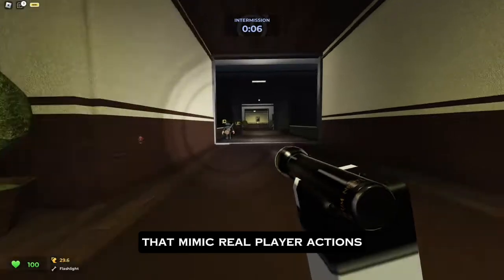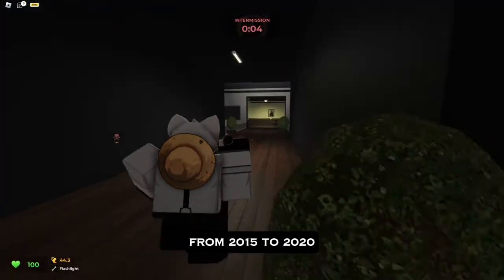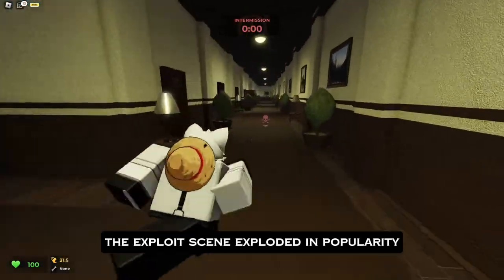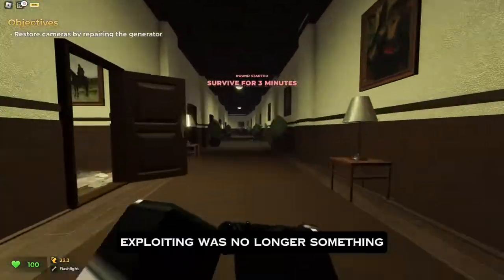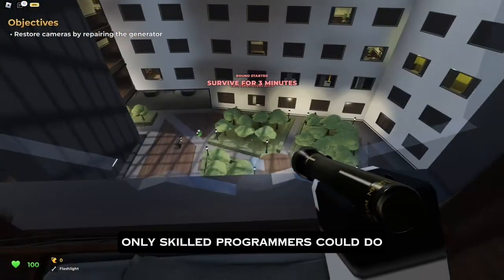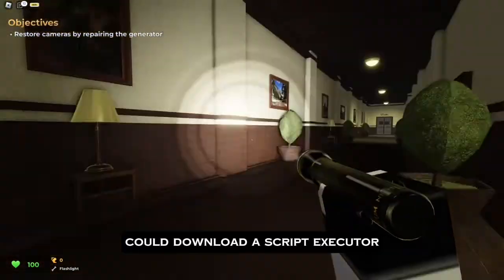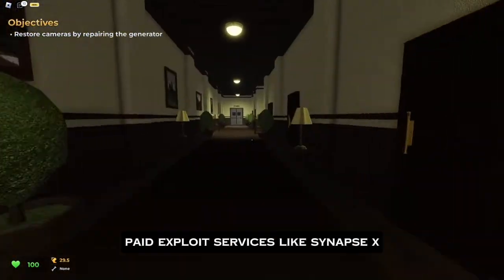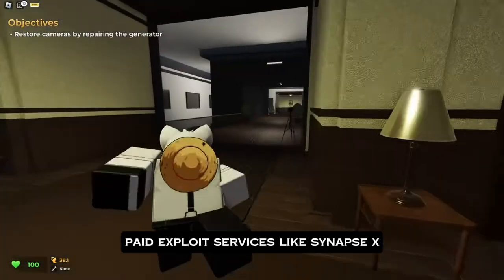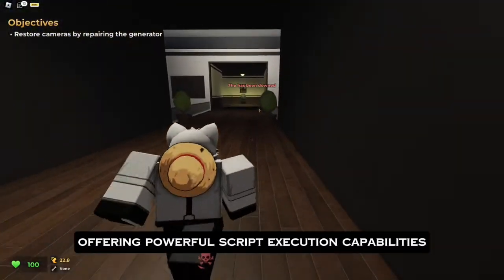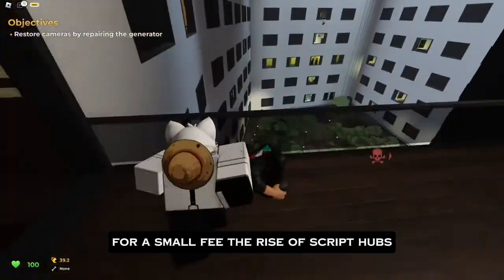real player actions. From 2015 to 2020, the exploit scene exploded in popularity. Exploiting was no longer something only skilled programmers could do. Anyone with access to the right tools could download a script executor and start cheating in seconds. Paid exploit services like SynapseX became extremely popular, offering powerful script execution capabilities for a small fee.